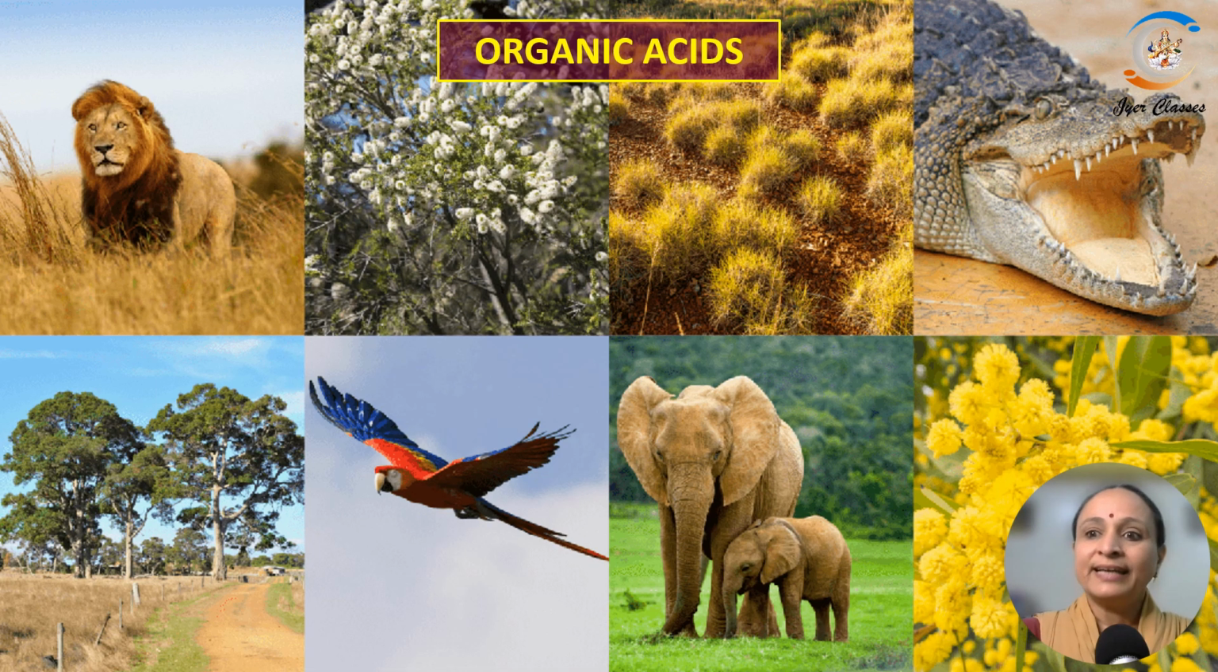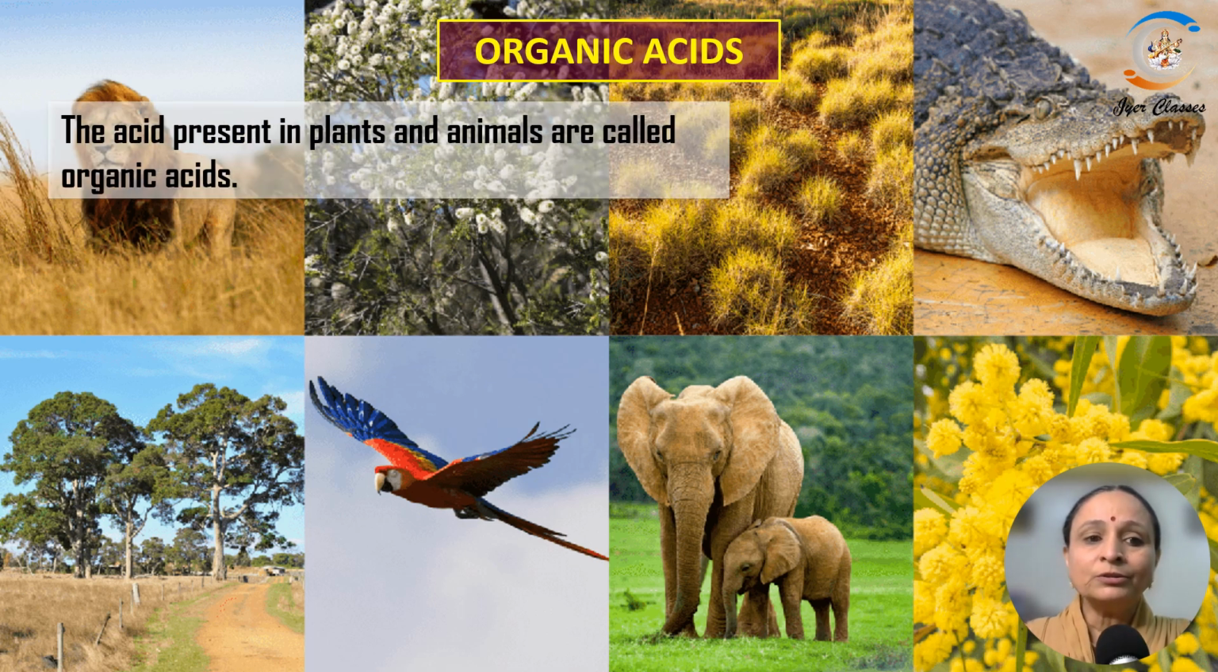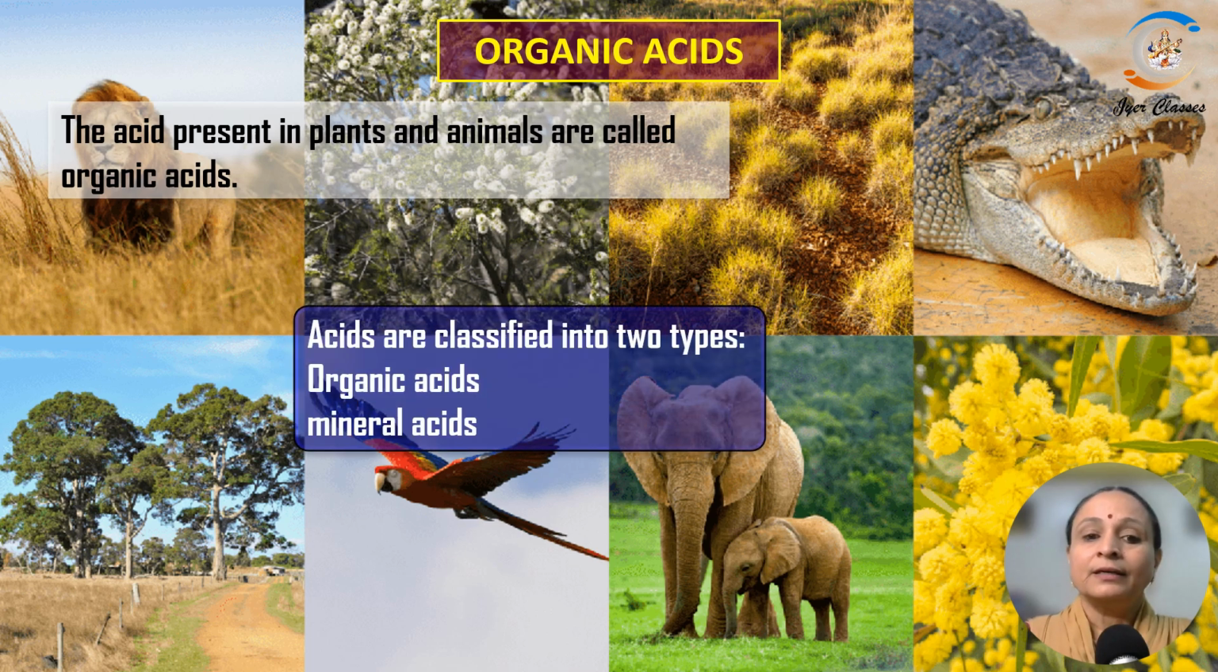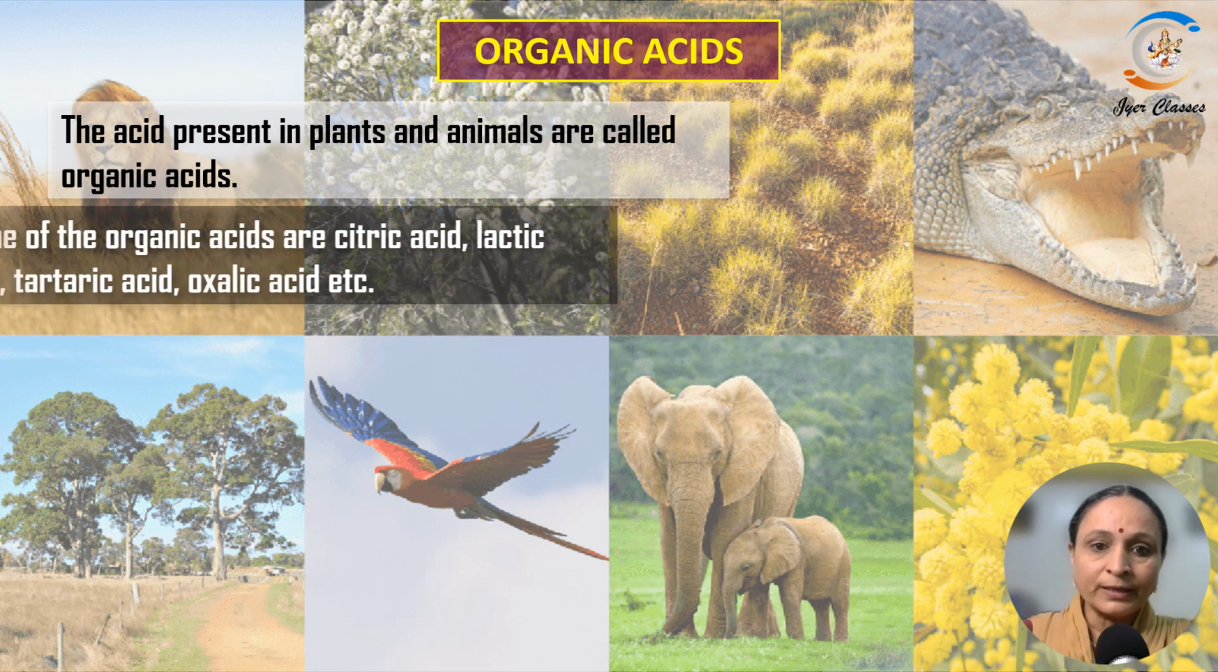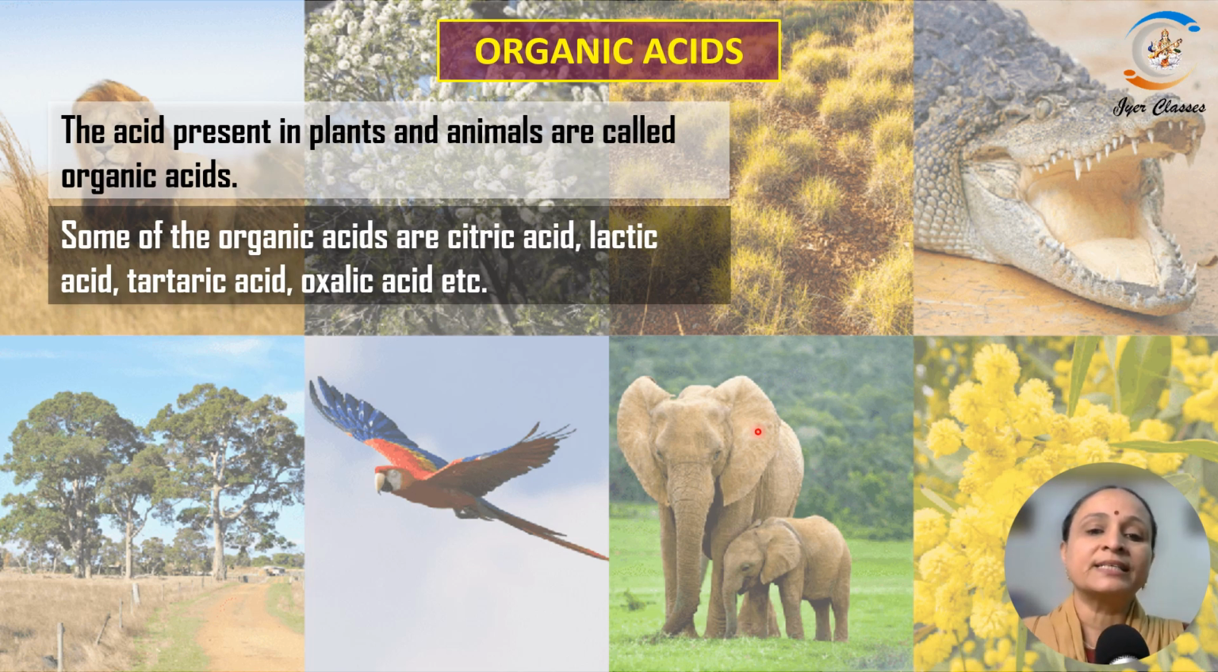Okay, organic acids, which were basically made from animals and plants, were earlier called organic acids. Nowadays the definition of organic acid has changed, but for a common understanding you can say that if the acid comes from plants and animals, it is an organic acid. And acids can be classified into two categories. One is called the organic acid and the other is called the mineral acid, right? Now the acids which are citric acid, lactic acid, tartaric acid, oxalic acid, etc. are the organic acids, right?